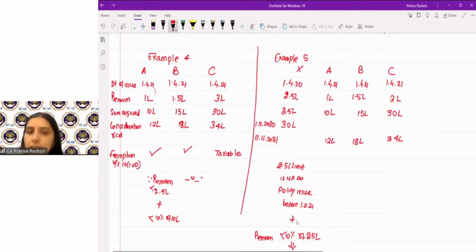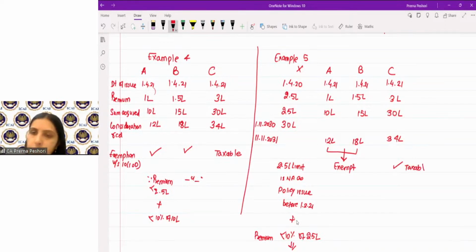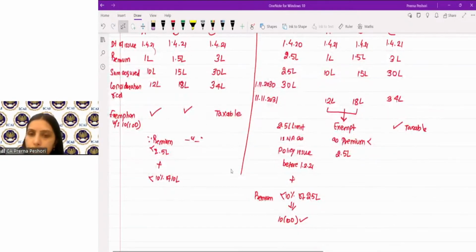So A, B, and C, out of these, A and B will be exempt. C will be taxable, as your premium is less than 2.5 lakh, plus it does not exceed 10% of the sum assured, right? Now example 6.